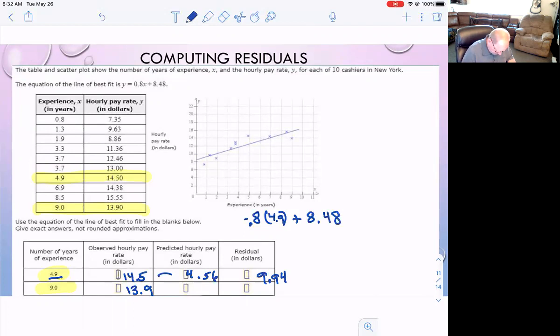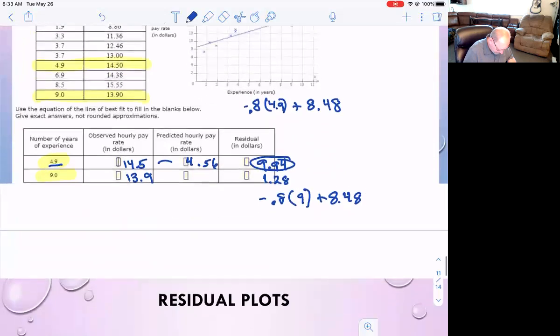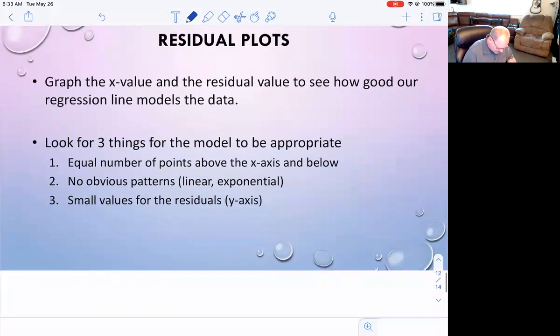So now I'm going to do this for the other equation: -0.8 times 9 plus 8.48. I get 1.28 here, and I'm almost sure that this value is incorrect. I'm just not going to take the time to do it again. You're welcome to check, but there are lots of opportunities to make mistakes here.